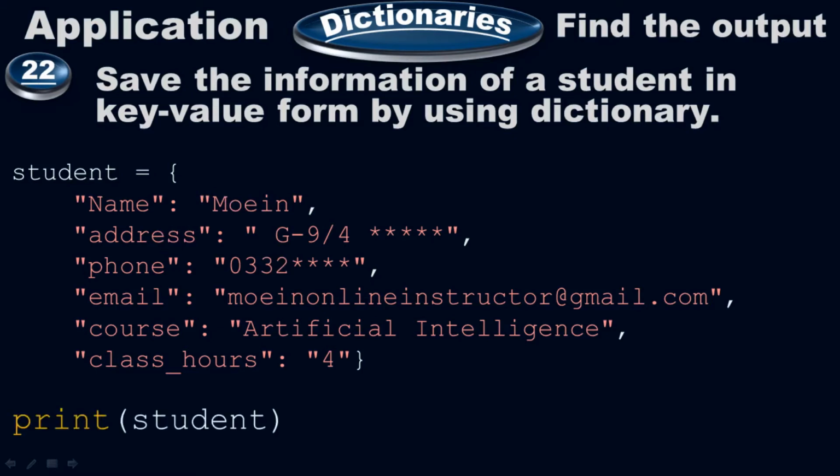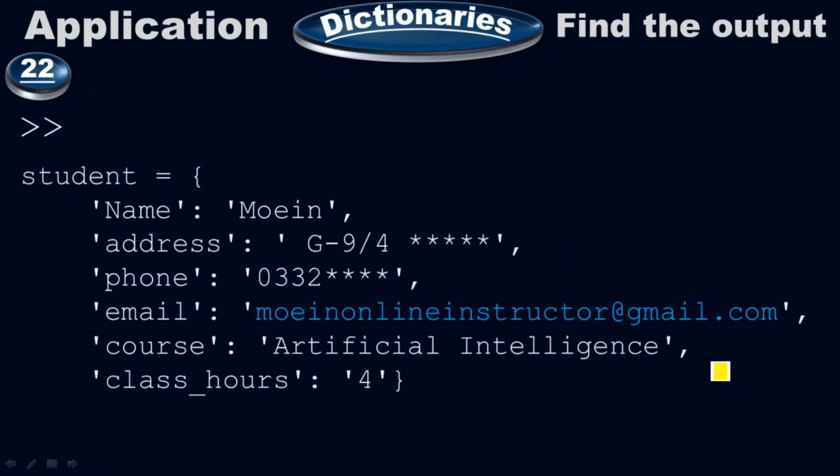If you take the print of student, you will get this output. It will return the dictionary in the output in key value pairs form. Key and value, key value, key value. So everything is in the key value pairs form.